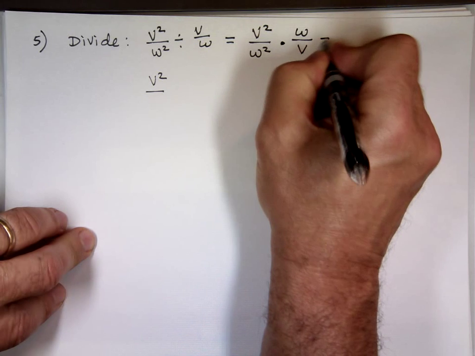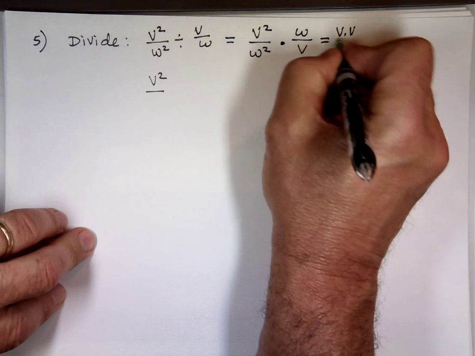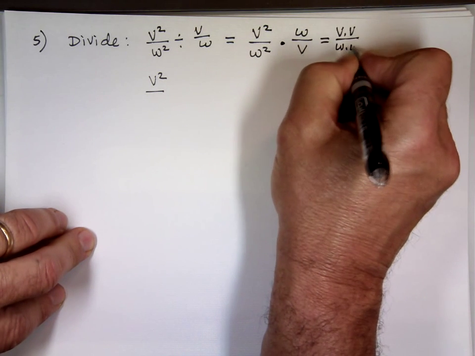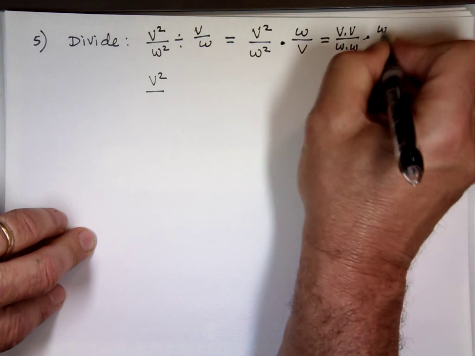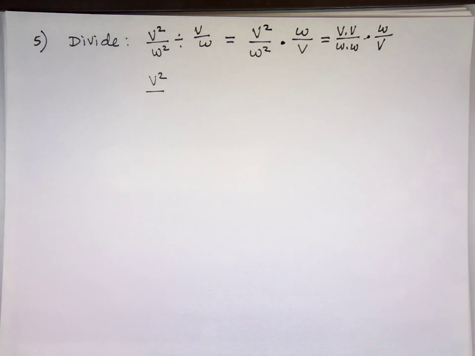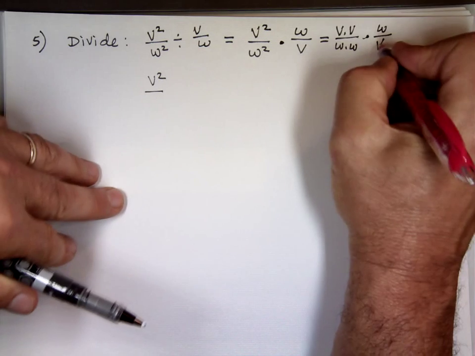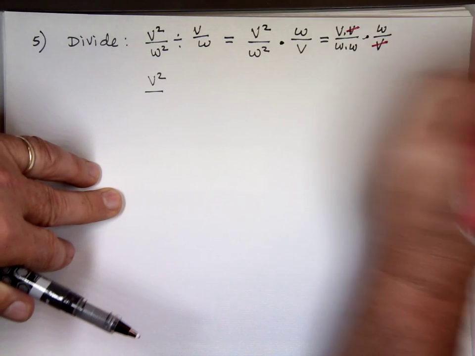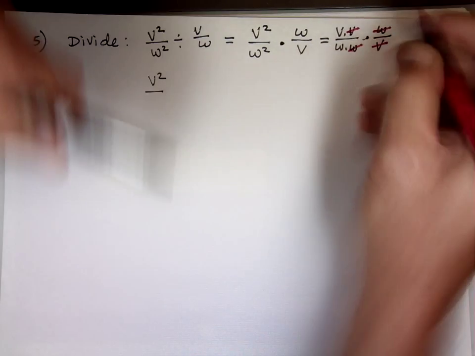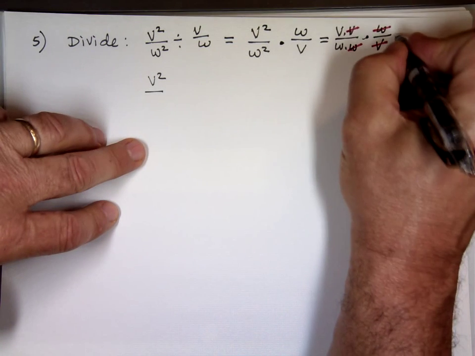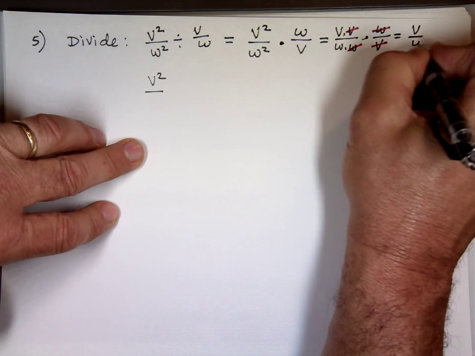And when you look at v squared, it's actually v times v. w squared is w times w over v. And as long as it's top and bottom, you can cancel that. This v cancels one of these. This w cancels one of these. What's left? v over w.